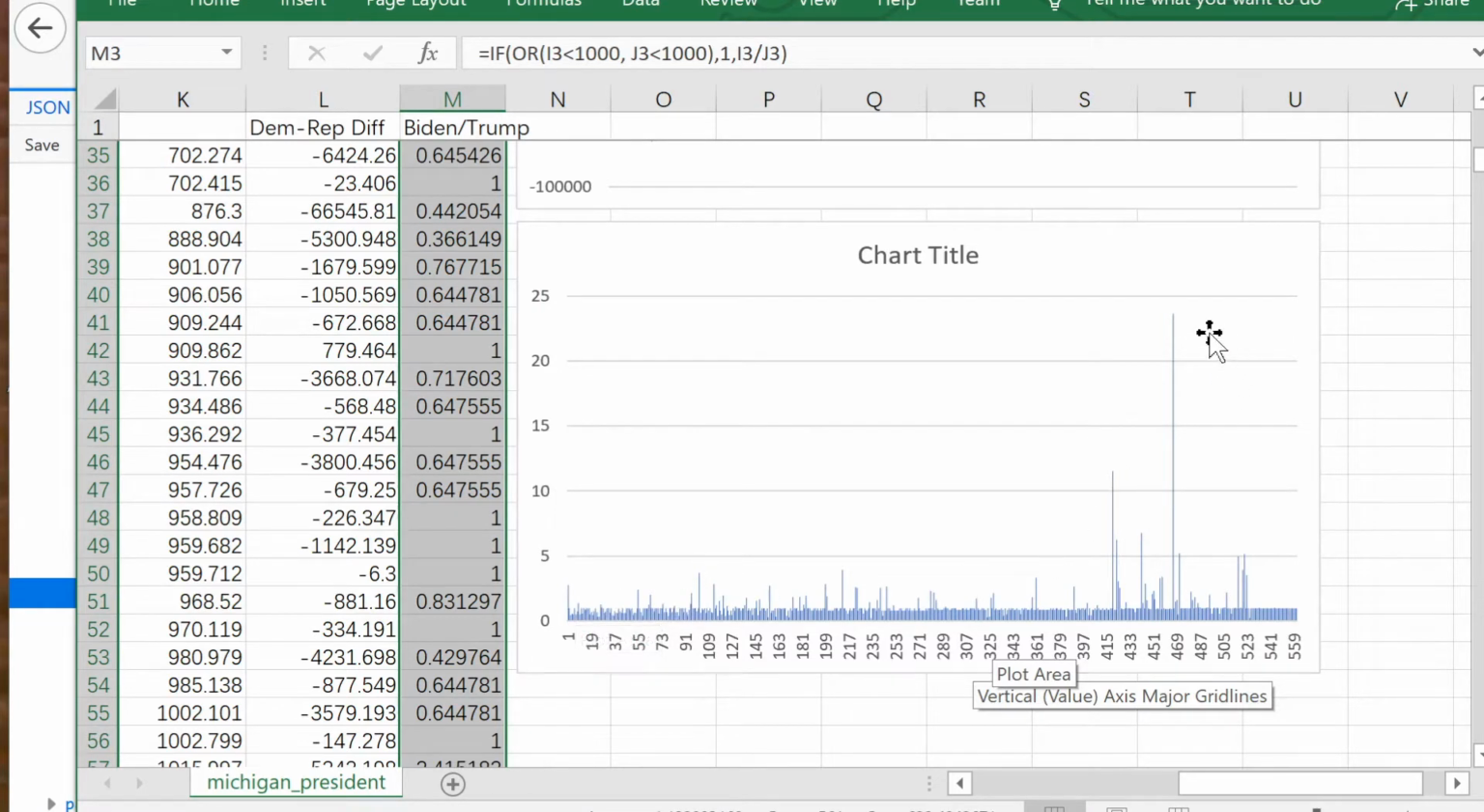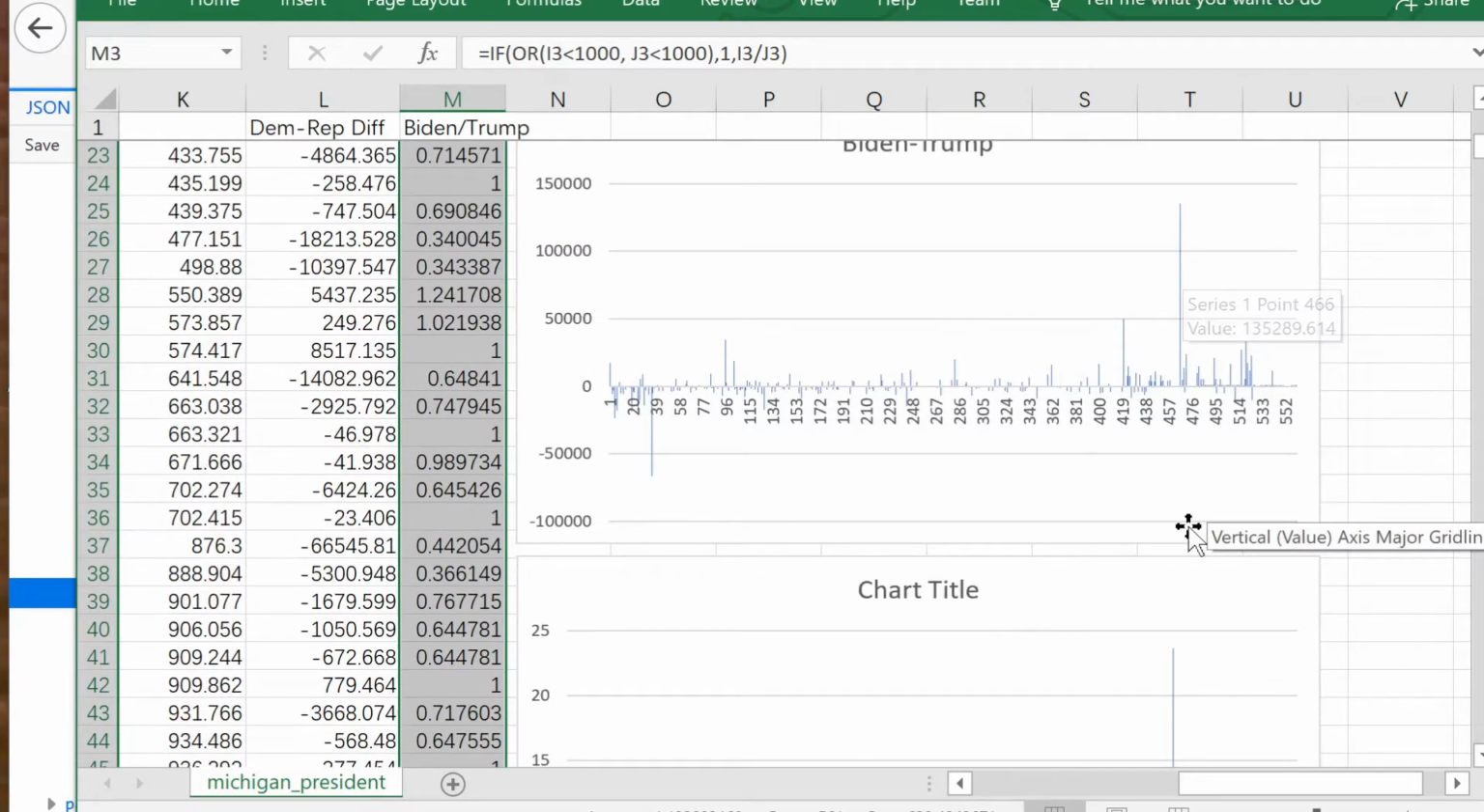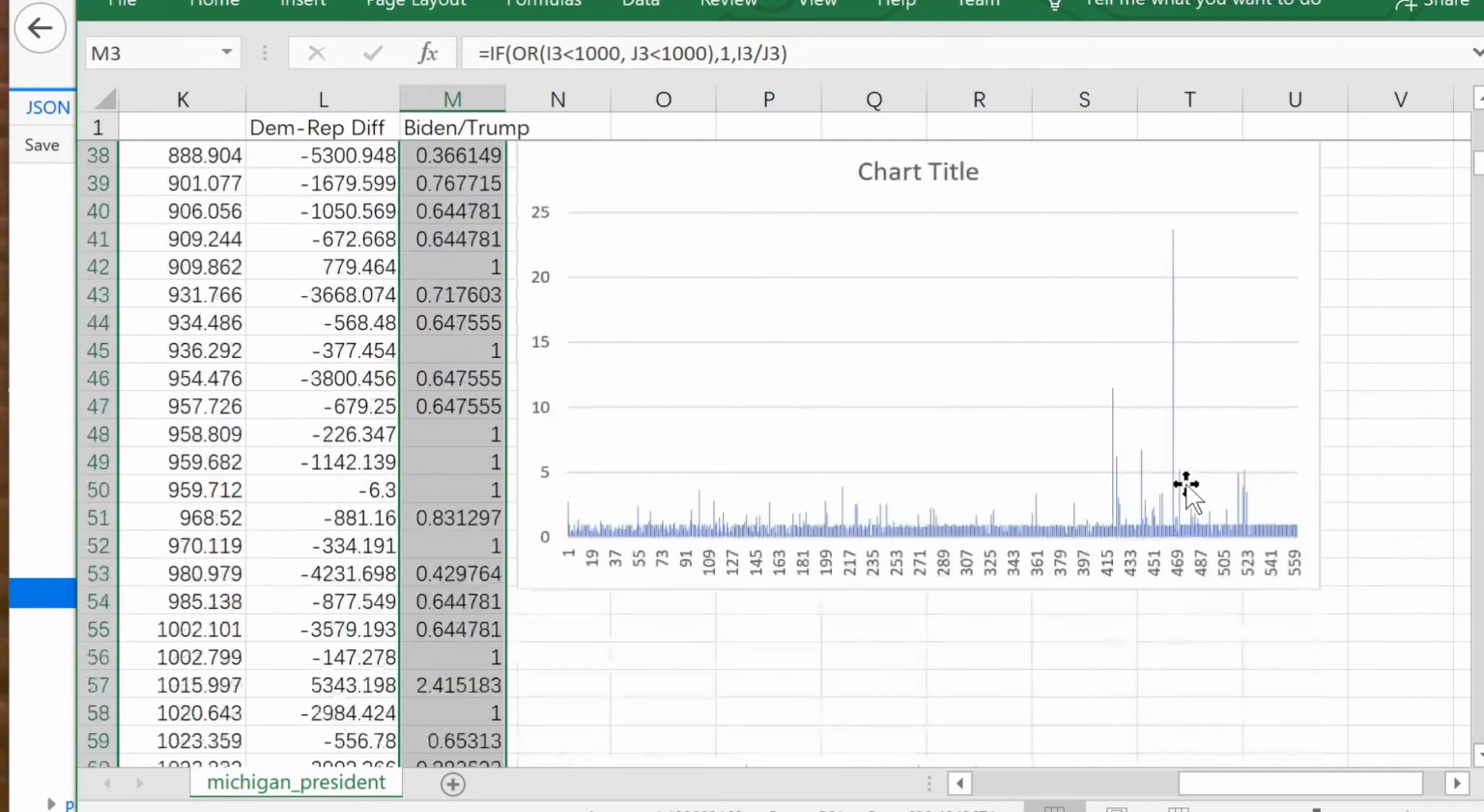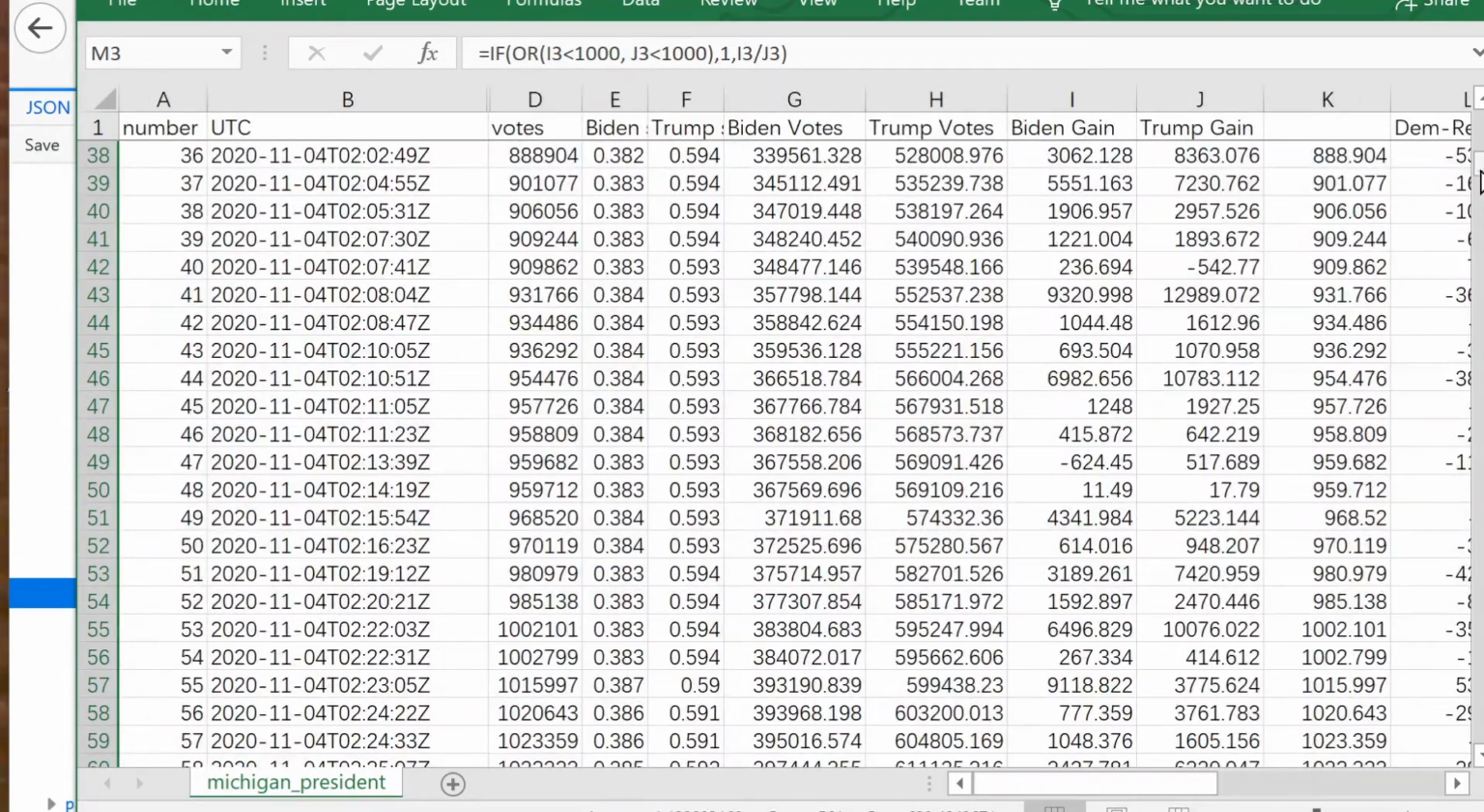So you see there's some huge ratios here. For example, this is 10. This means Biden has 11 times more than Trump, and this one is the one we talked about. This has 23 times more. So this data point, 466. Let's look at 466.